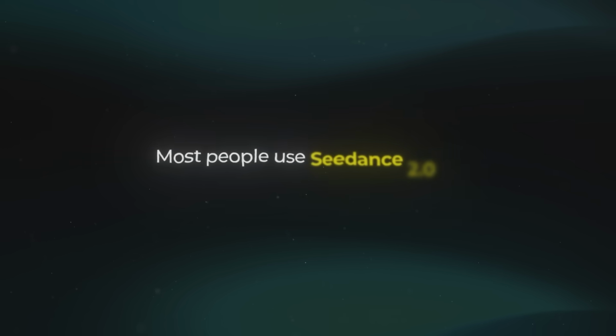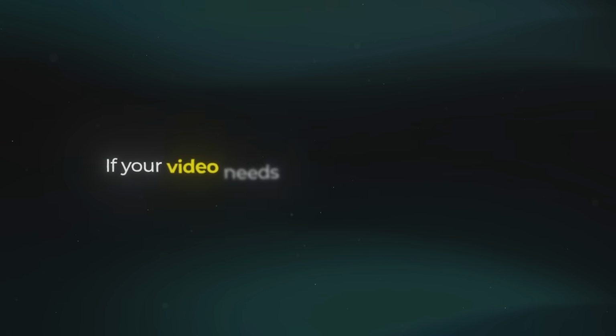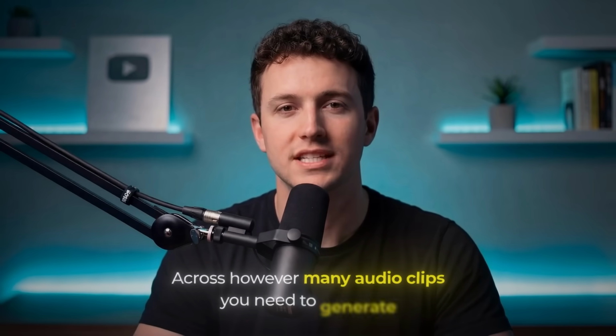Most people use Seedance 2.0 as a video tool and nothing else, but it also generates audio too, including voices, and almost nobody is using this the way it was actually designed to be used. If your video needs a narration or a voiceover, the standard approach is to generate it separately in a voice tool, then bring the audio into your edit and line it up with the footage. That works, but it means paying for another tool, managing files across two platforms, and hoping the voice stays consistent across however many audio clips you need to generate.